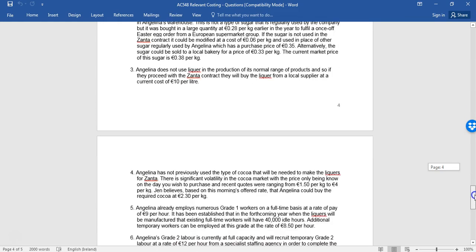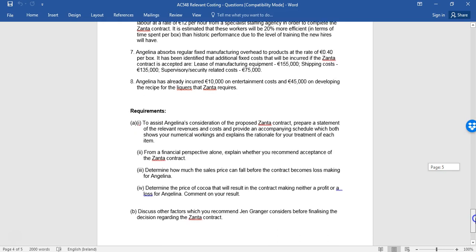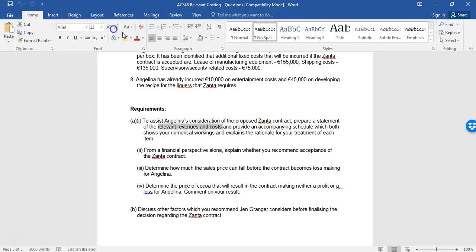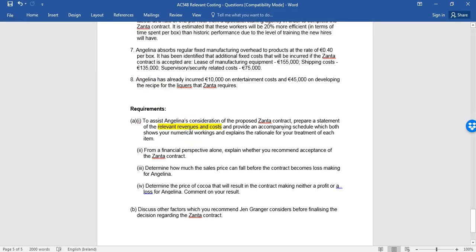Right, so again, a lot of the time what we're focused on for relevant costing is short-term, non-routine decisions. So in our case, requirement A1 asked us to assist Angelina's, Angelia's depending on the spelling there, consideration of the proposed contract. So we want to figure out what the relevant revenues and costs are. And again, we'd have talked about in class how we distinguish whether something is relevant or irrelevant. We're applying relevant costing principles there, and then providing an accompanying schedule, essentially your workings and your rationale for whether you include something or exclude it. So we're helping you understand why a student leaves in or out a number. Then recommend from a financial perspective whether you accept the contract or not.